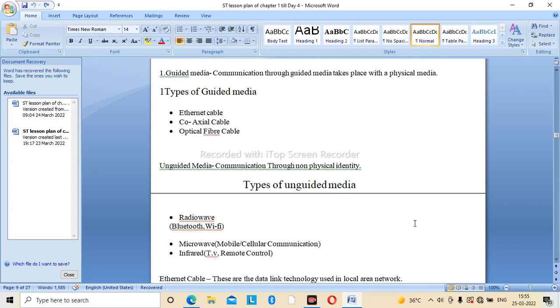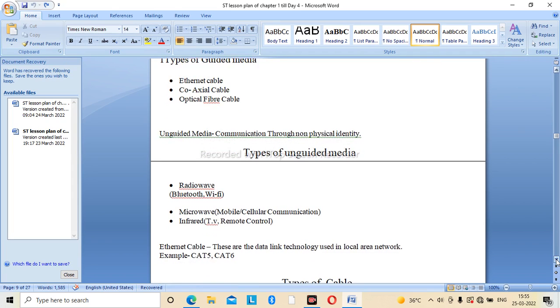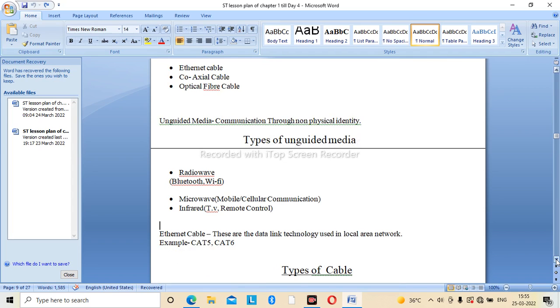Now we will study about Ethernet cable. What do you mean by Ethernet cable? These are the data link technology used in local area network, for example Cat5 and Cat6. We have seen many cables whenever we used to work in a computer, like Cat5, Cat6, different kinds of cable, blue color, black color cable, so double pin cable, single pin. So students, that's it for today in networking.